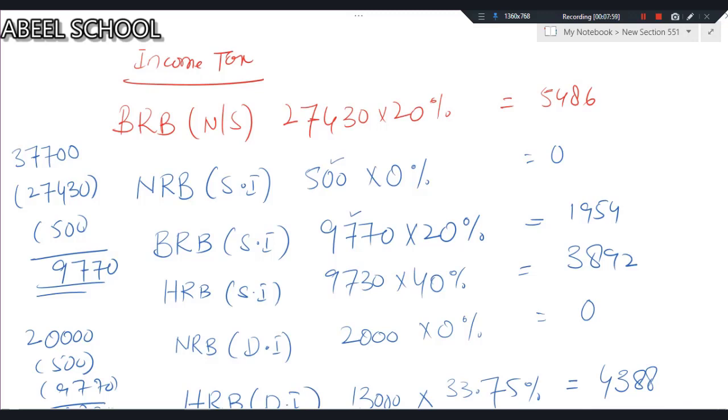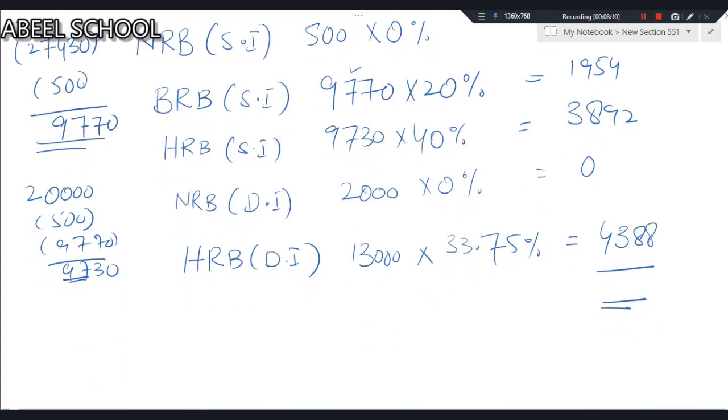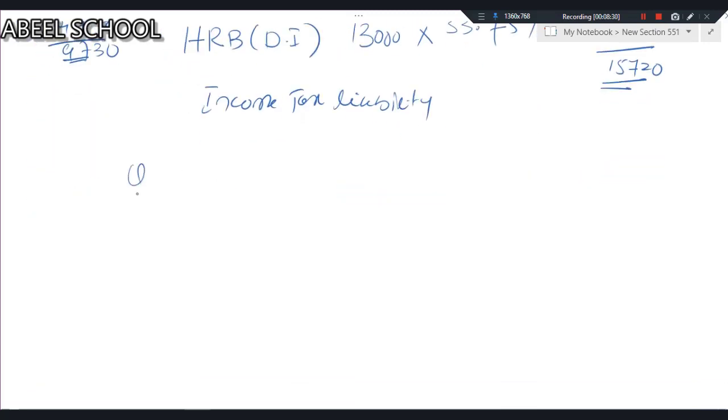So 5,486 plus 1,954 plus 3,892 plus 4,388. So income tax liability is 15,720. Income tax liability, income tax payable is 15,720. Now let's see another question.